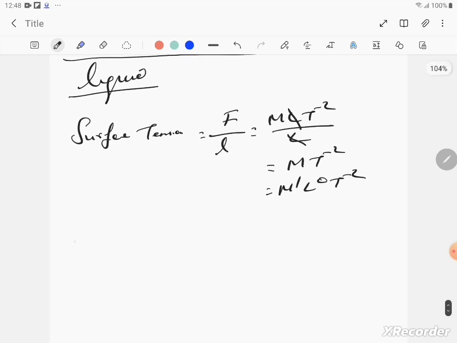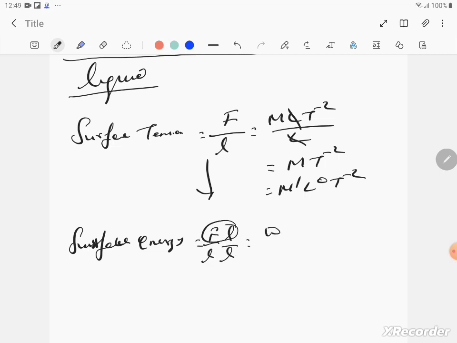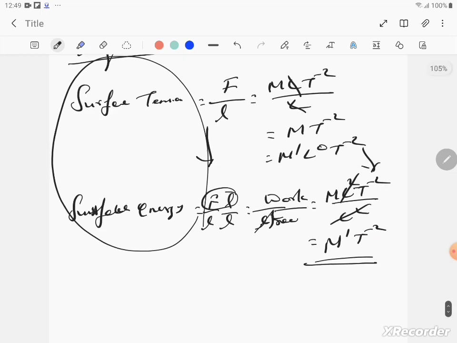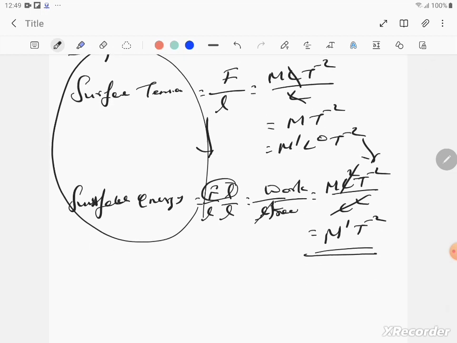That's surface tension. Then is surface energy. What is surface energy? Take the surface tension's formula, multiply and divide by L. This will become work done, force into displacement. This will become L square, which is nothing but area. Work done per unit area is what is surface energy. Work done's formula is ML square T to the power minus 2, by area L square; L square gets cancelled. You still get the same formula. Surface tension and surface energy both have the same dimensional formula, M to the power 1, T to the power minus 2. The dimensional formula does not change. So name two physical quantities which have the same dimensions. Again, you can talk about surface tension and surface energy.